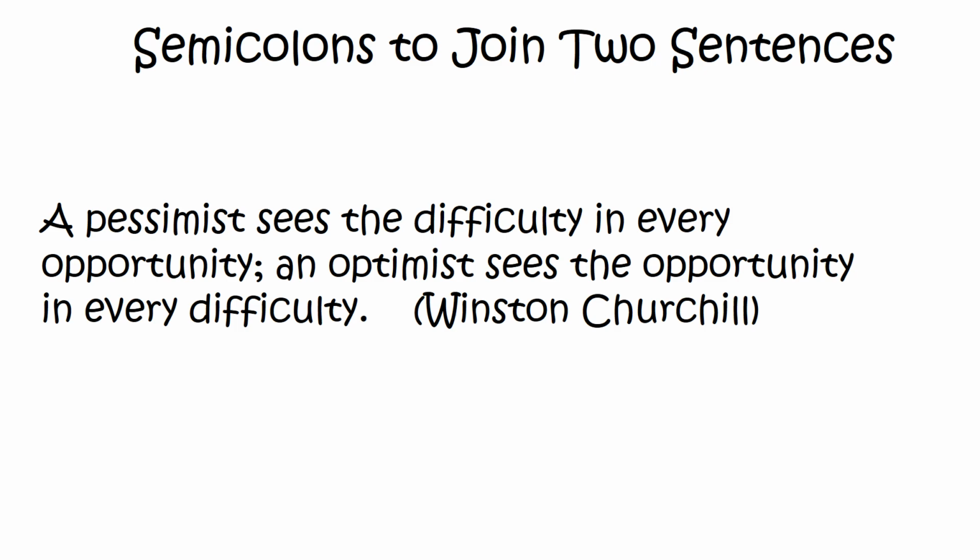Let's look at another example. A pessimist sees the difficulty in every opportunity, an optimist sees the opportunity in every difficulty. Well, the author has decided that these two sentences, or independent clauses as they've now become, are so closely connected that a period or a full stop would be too much of an abrupt halt, and so he's opted for a semicolon. That's correct.